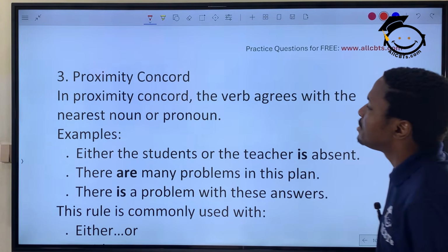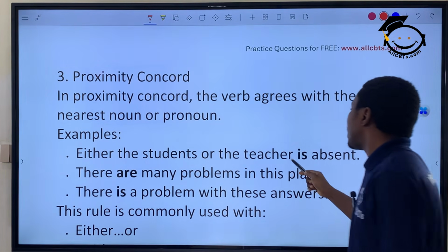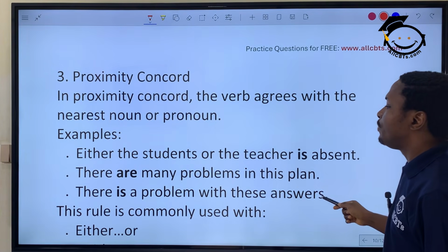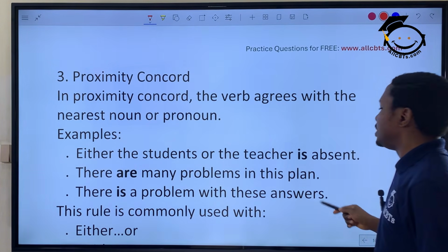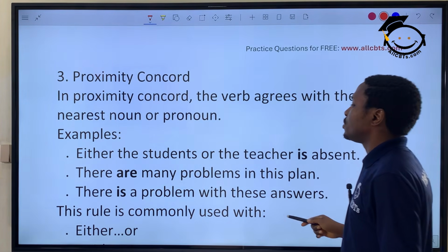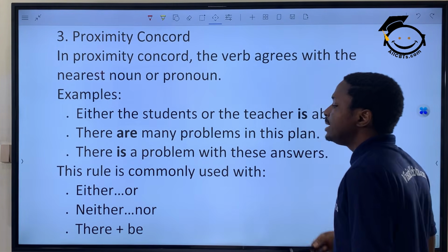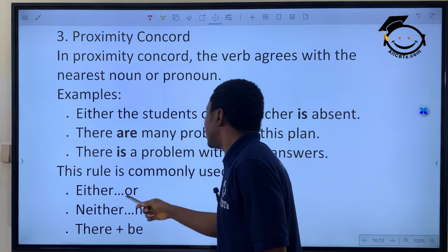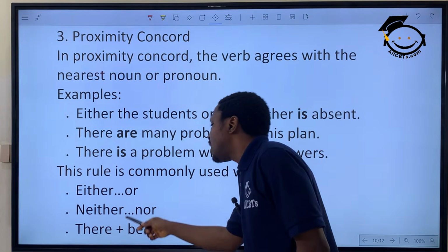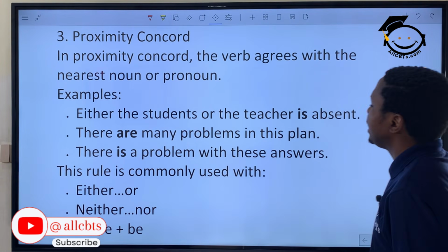Next, proximity concord. Okay, we've seen this before. Either the student or the teacher is absent. There are many problems in this plan. There is a problem with this answers. Look at the rule now, like we saw earlier. The rule is commonly used with either or, neither nor, and then it's also used with there be.